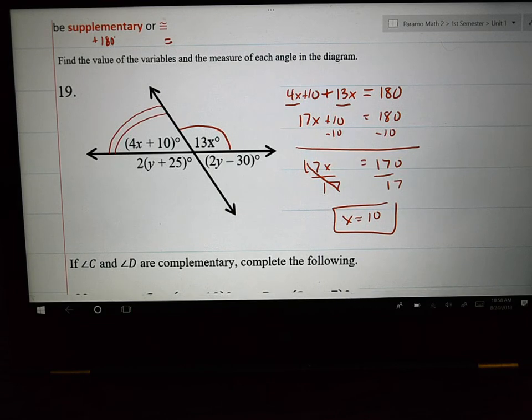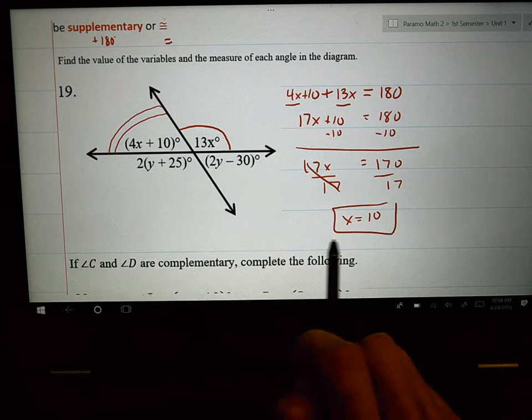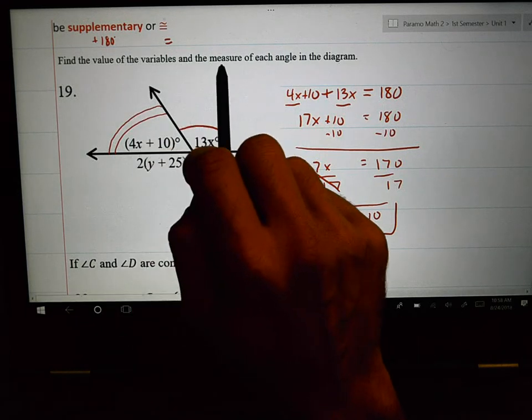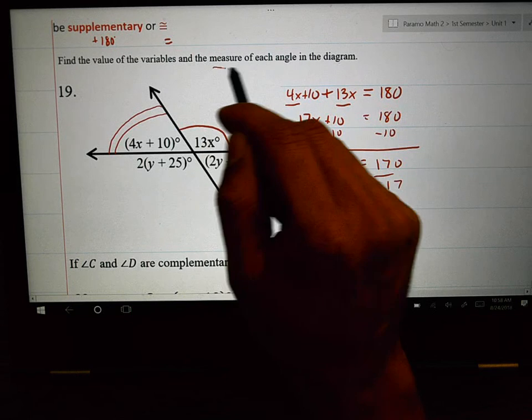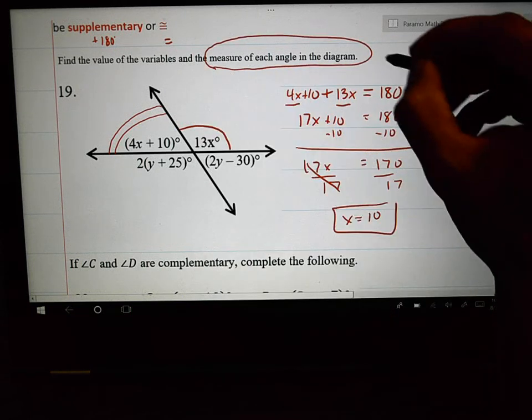The questions here, though, they're not super hard, but the number one reason why Math 2 students miss this on the test is because they don't read the directions. Let's go back to the directions. Find the value of the variable. Did I find the value of x? Yes. And the measure of each angle in the diagram. This is the number one reason students miss this question.